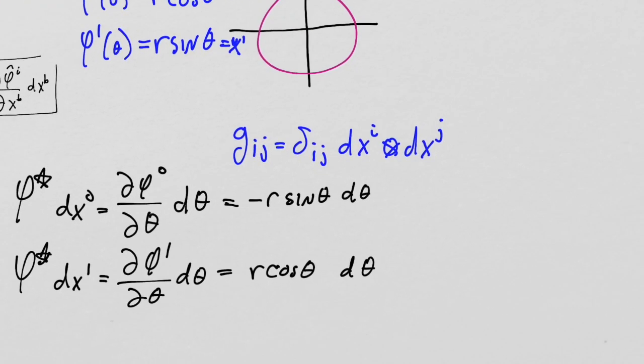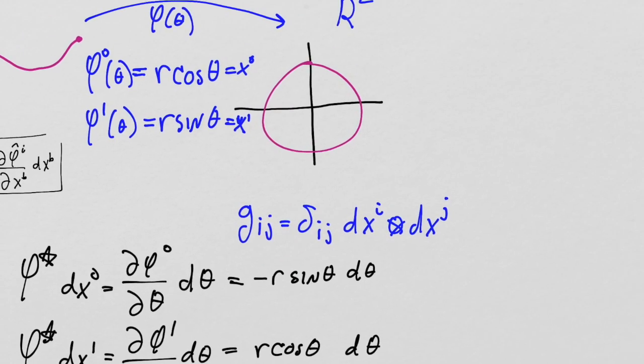So now g_ij, this metric's pullback, this is, by the way, I've just chosen a Euclidean metric, right?